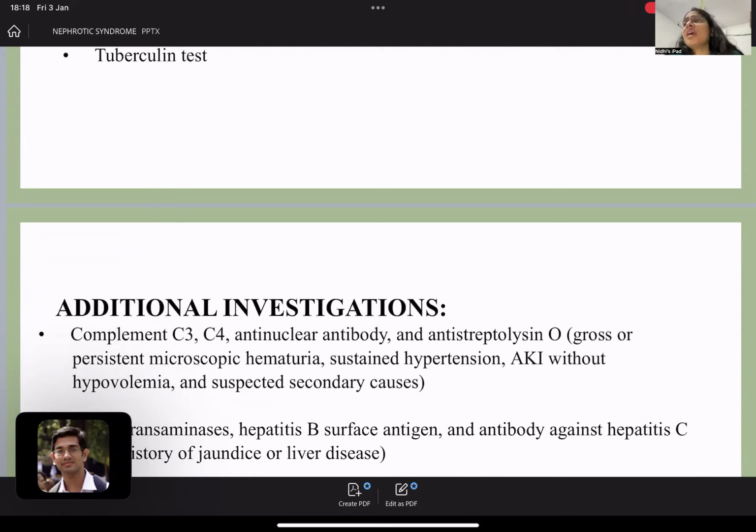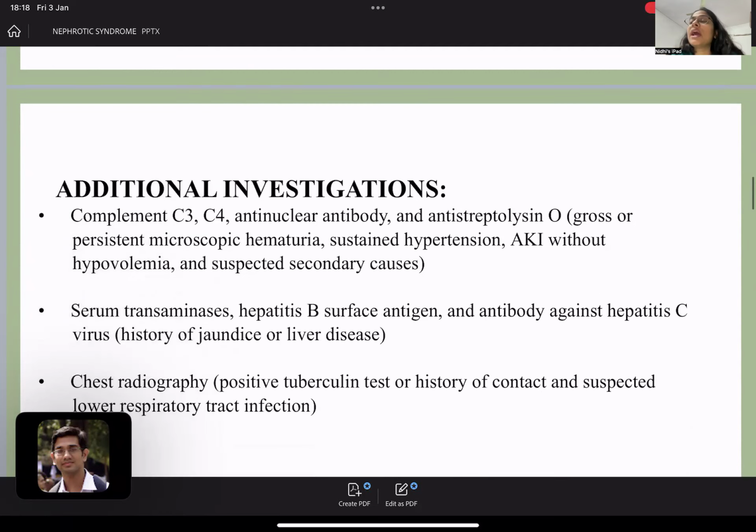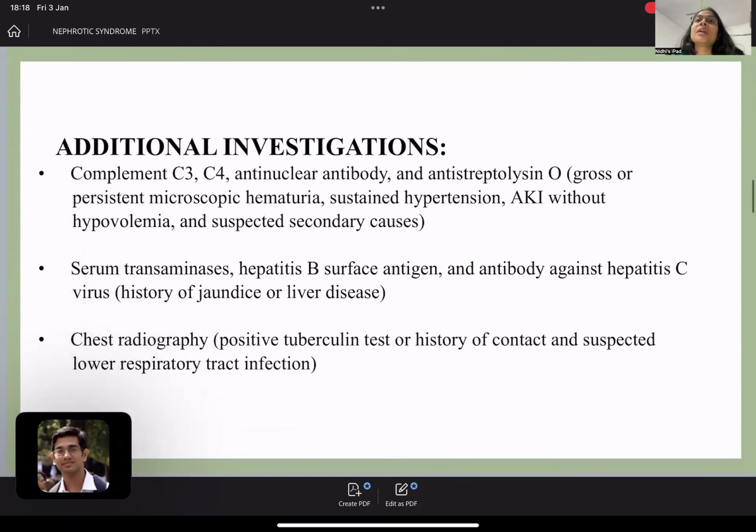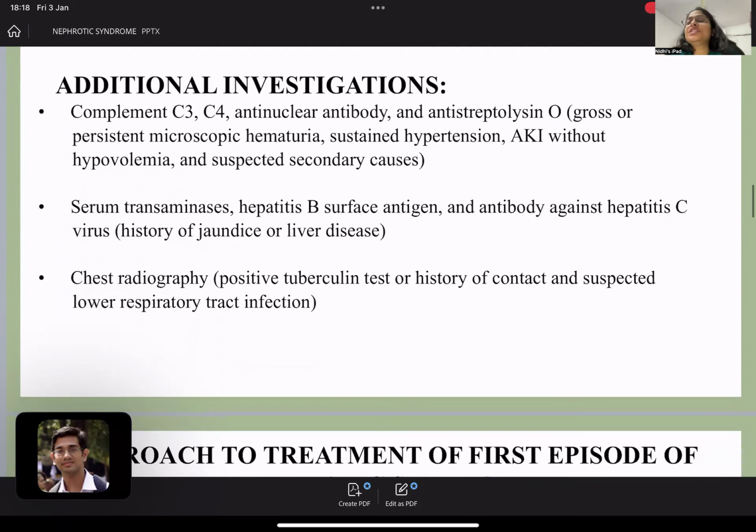Almost every one of us might have had a primary infection which became latent because of our immunity. But if that patient is made immunosuppressed, the patient might have a flare-up of tuberculosis. So we have to get a tuberculin test done to look for latent TB infection. Now, what are the additional investigations?